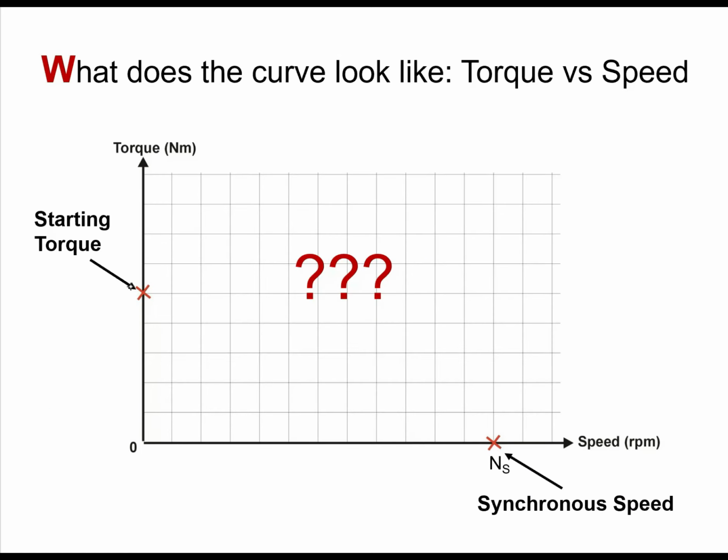Okay, so now that we understood that at speed 0, the torque would be somewhere over here, and when the speed is at synchronous speed, the torque is 0. Now let's see what happens in between.